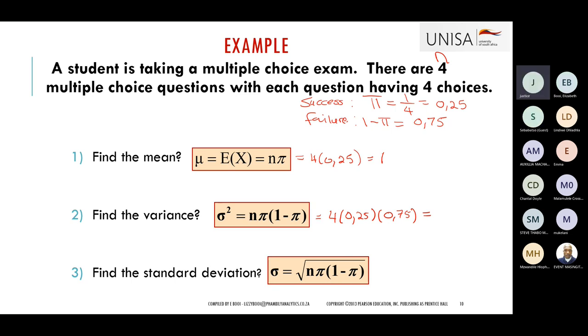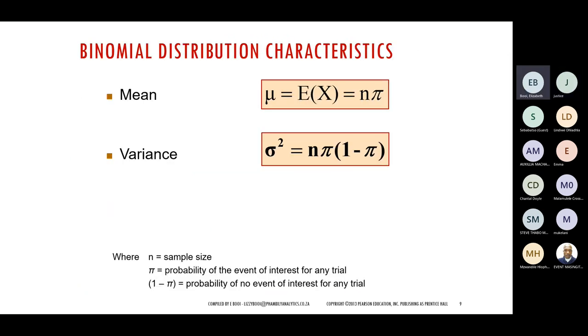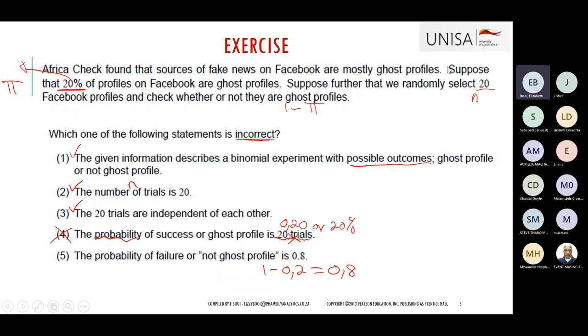0.75. Sorry, Cecilia. Yes. Where do we get this 4? We defined it. It's our n. Yes, 4 is your n, the same way as when we were looking at the earlier example, remember? We defined our n and we defined our probability of success.